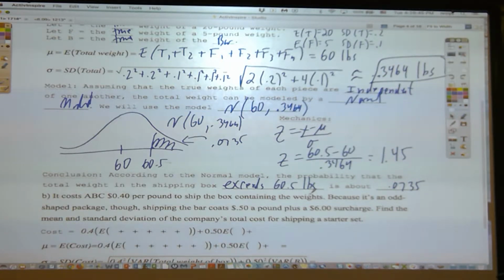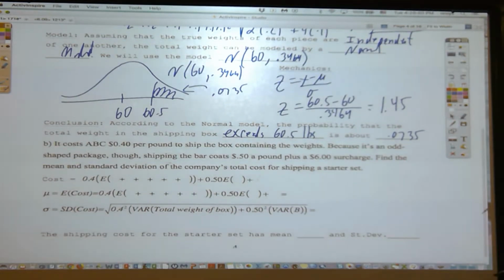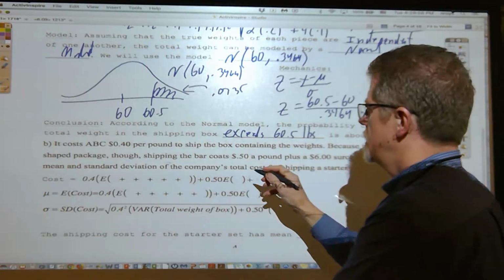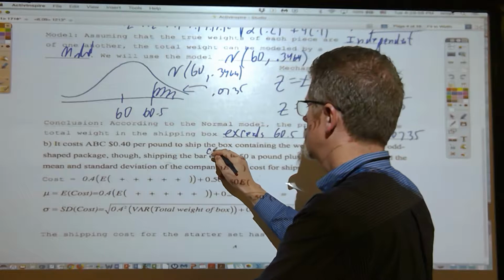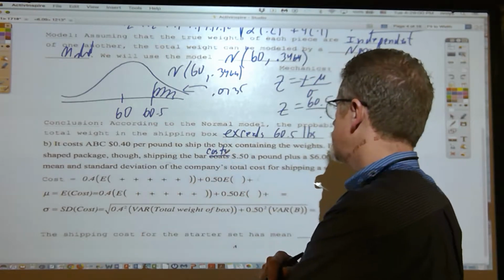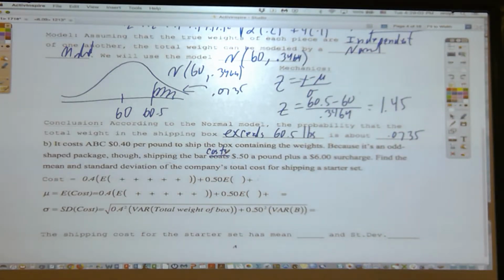Now, part B. It costs ABC 40 cents per pound to ship the box containing the weights. And because it's an odd-shaped package, the shipping bar costs 50 cents a pound plus a $6 surcharge. Find the mean and the standard deviation of the company's total cost for shipping a starter set.